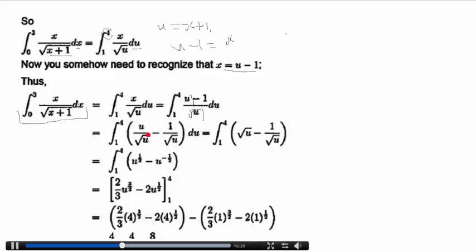So u upon root u would be over here, and then minus, you have to take that minus, 1 upon root u. You can see root u and root u are common. If you had, let's say, 1 upon 2 minus 1 upon 2, that would have been 0, but in any other case, if the denominator is the same, you can directly add or subtract.